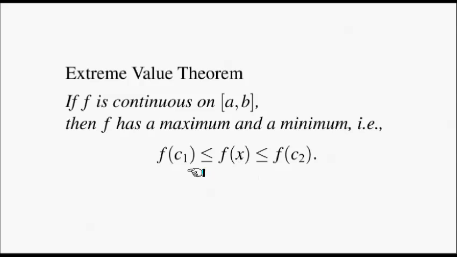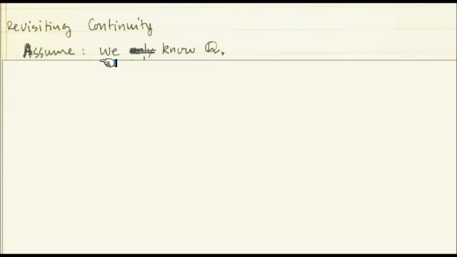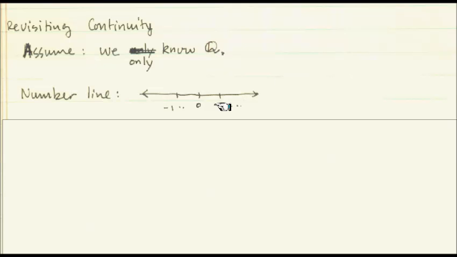So that means there are two function values, f of c1 and f of c2, so that all the other function values are trapped in between them. This one is called the maximum and this one is called the minimum. What I'm going to do here is very similar to what I did with the intermediate value theorem. We're going to pretend the only numbers we know are rational numbers, and suppose we haven't discovered the irrational numbers yet. So you sit down and plot all those rational points on a number line.